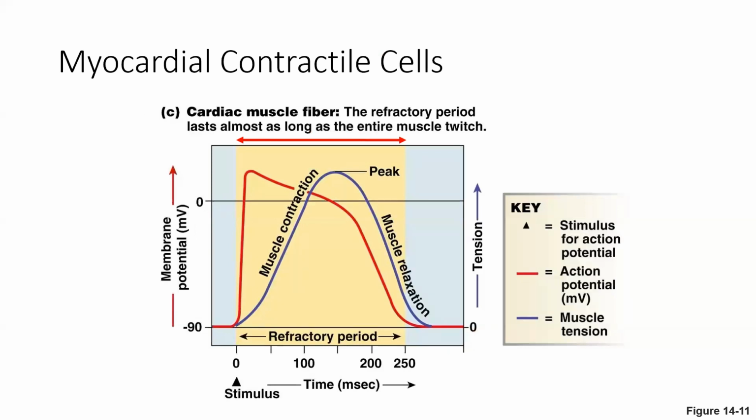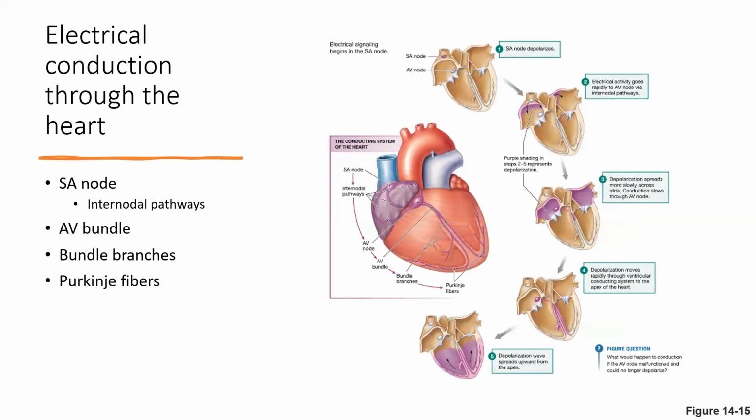Myocardial contractile cells have a long refractory period, which does not allow them to fire again until very close to when muscle relaxation takes place. This allows the flow of ions and electricity to be all in one direction. The electrical conduction through the heart begins in the SA node, travels through internodal pathways to the AV bundle, down the septum of the heart, through the bundle branches, out to the lateral sides of the heart through Purkinje fibers.